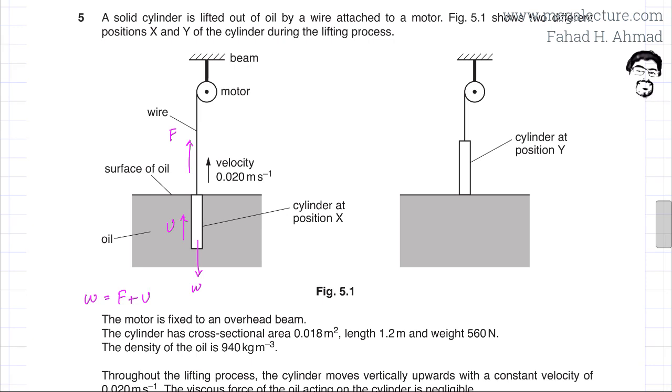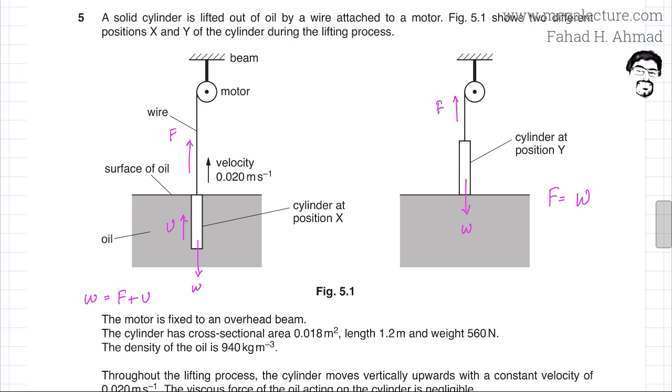Whereas if you look at the second diagram, you'll notice that the cylinder is no longer dipped in oil, which means the upthrust that the oil was exerting, pushing this cylinder upwards, is not there anymore. So the upthrust would be missing over here. There's only the weight of the cylinder pointing downwards, plus the tension in the wire pulling it upwards. So over here, the force of the pull upwards would be equal to the weight of the cylinder.